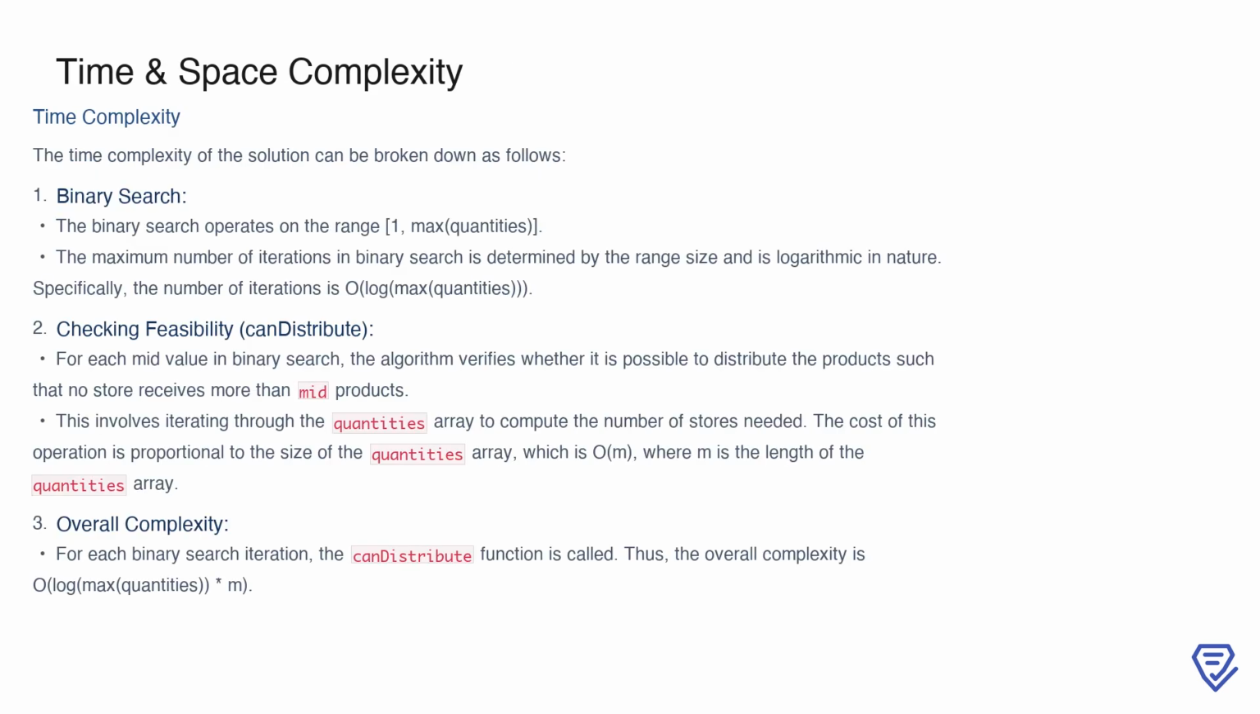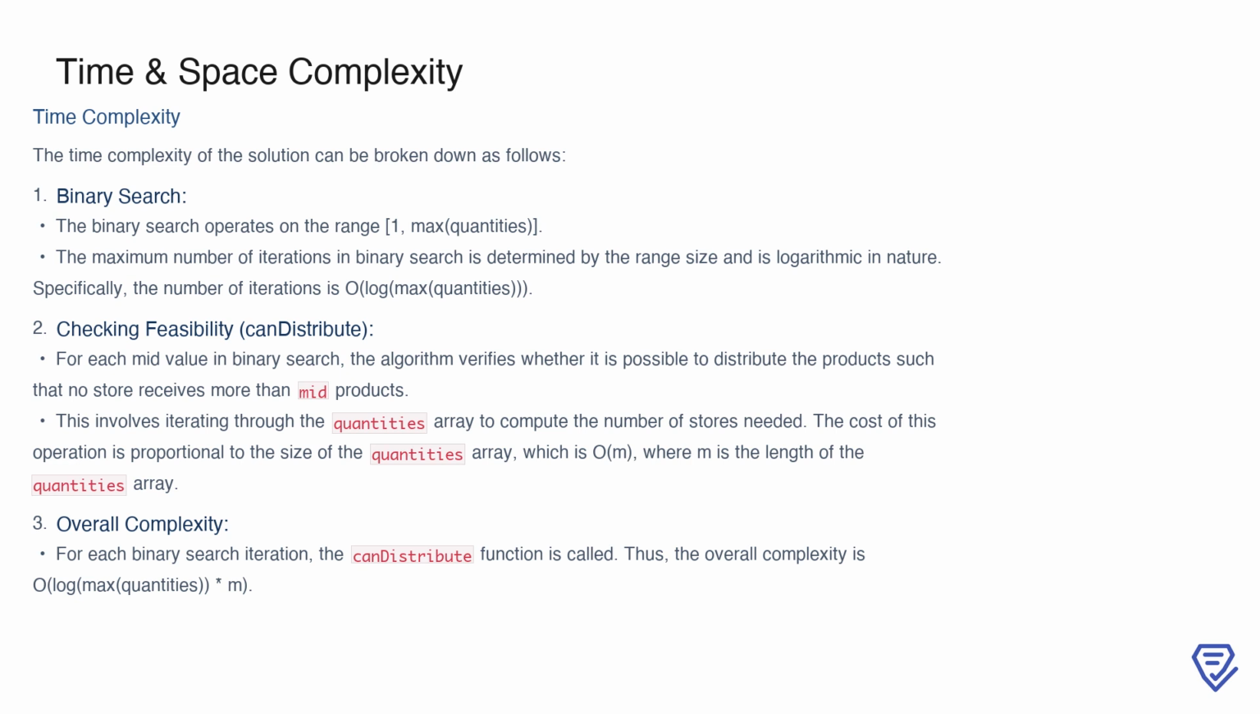To analyze the time complexity of our solution, we begin with the binary search process. The binary search operates over the range from 1 to the maximum value in the quantities array. Since binary search repeatedly divides the range in half, the number of iterations required is logarithmic with respect to the maximum quantity value. This gives us a complexity of O(log max quantities).